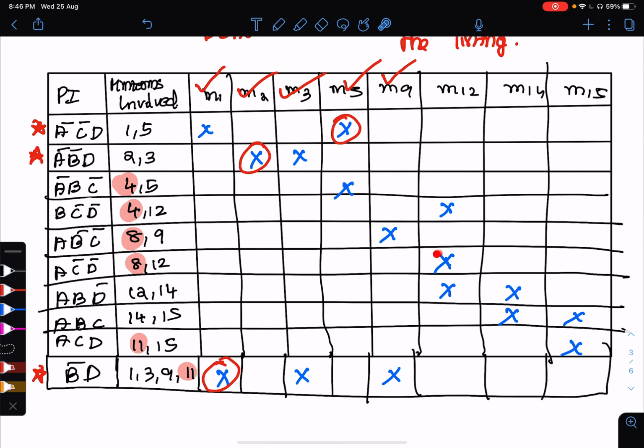Next, M12 should be covered. There are three possibilities for M12. If we select this, 12 will be covered. If we select this, 12 again will be covered. If we select this, 12 and 14 will be covered. As I told earlier, the prime implicant covering the maximum number of minterms should be selected as the essential prime implicant. So this is our essential prime implicant, and M12 and M14 are covered.